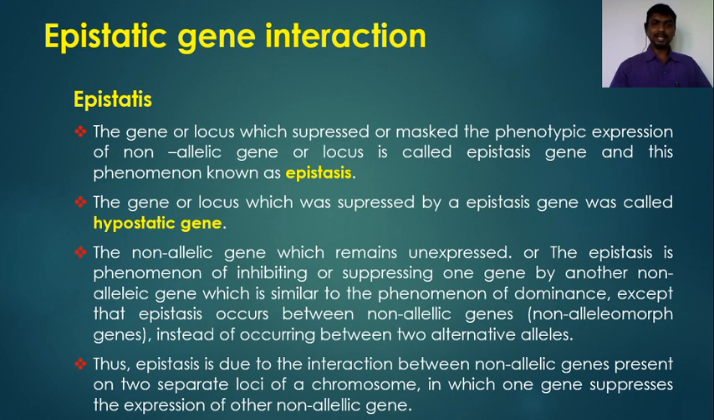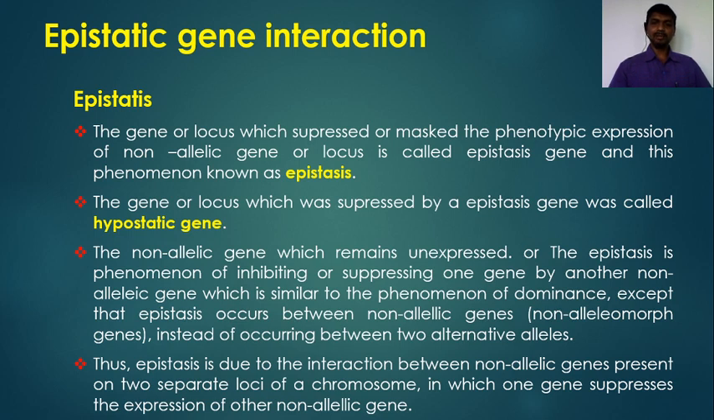In case of epistasis, the inhibiting or suppressing of one gene by another non-allelic gene, it is the phenomenon of epistasis without dominance. So epistasis is a phenomenon of inhibiting or suppressing one gene by another non-allelic gene, which is similar to the phenomenon of dominance, except that epistasis occurs between non-allelic genes while dominance occurs between the allelic genes. So this is the major difference between epistasis and the phenomenon of dominance.